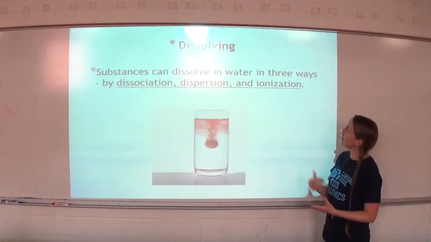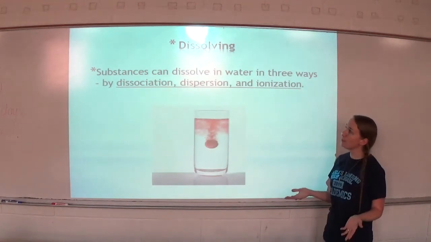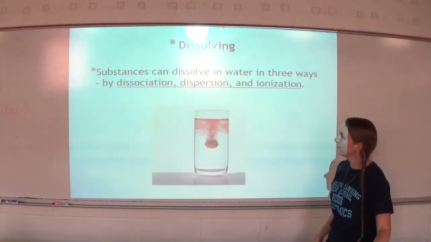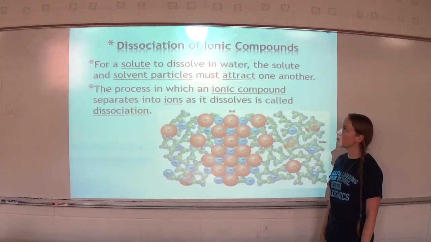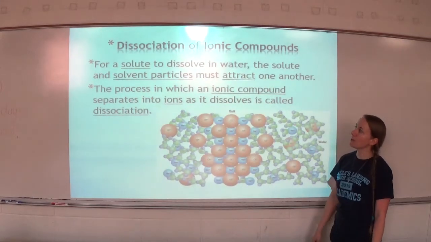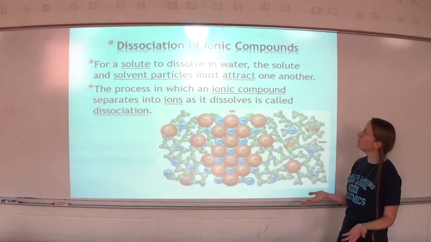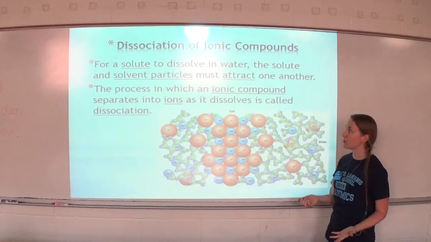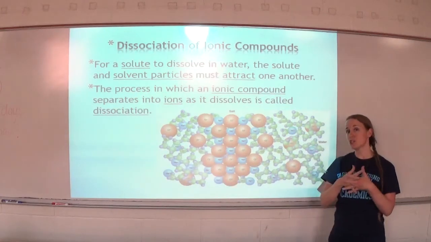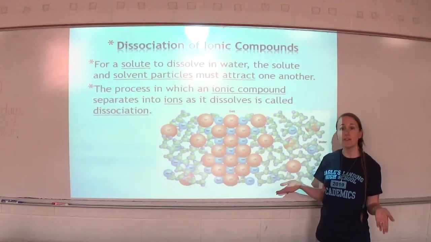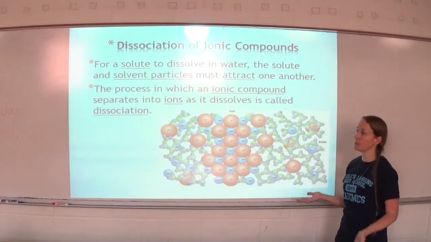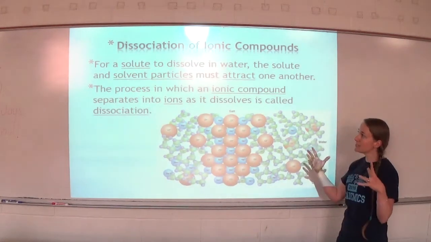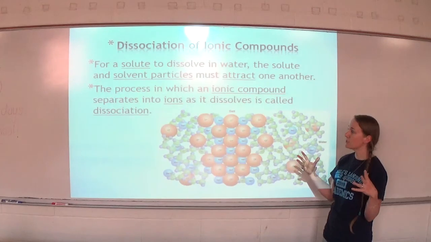So substances can dissolve in water in three ways: by dissociation, dispersion, and ionization. Dissociation of ionic compounds: for a solute to dissolve in water, the solute and solvent particles must attract one another. If they don't form attractions, then it won't dissolve, because not everything dissolves in every solvent. The process in which an ionic compound separates into ions as it's dissolved is called dissociation.